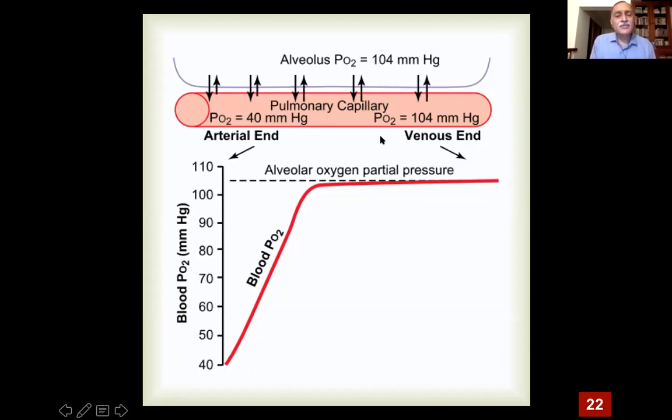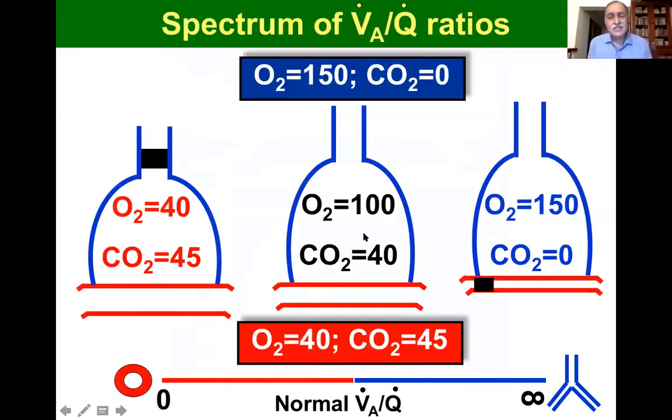So the pressure difference between the alveolar PO2 of 100 or 104 millimeters of mercury and the arterial end of the pulmonary artery of 40 millimeters of mercury gives a gradient of approximately 60 millimeters of mercury, which is what results in this rapid equilibration of the tension of oxygen and completely oxygenates the blood by the time it reaches the venous end of the pulmonary capillary. So this completes step one.